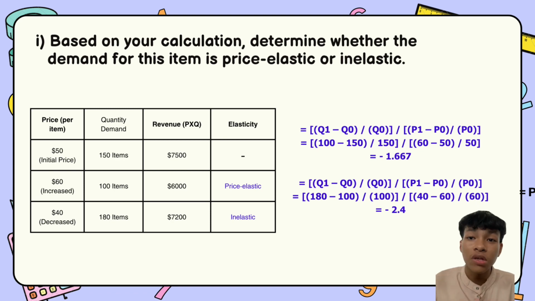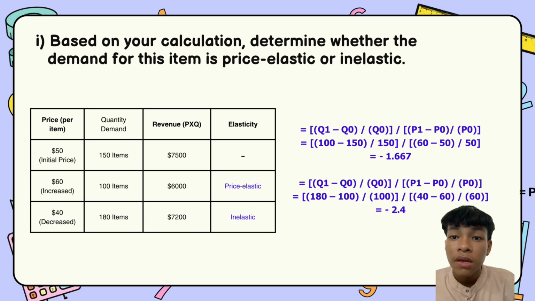Okay, so for the first question, determine whether the demand for this item is price elastic or inelastic. For the price per item, $50 is the initial price, the quantity demanded is 150 items, and the revenue is $7,500. For the $60, which is increased, the quantity demanded is 100 items, and the revenue is $6,000. And the last one is $40, which is decreased. The quantity demanded is 180 items, and the revenue is $7,200.